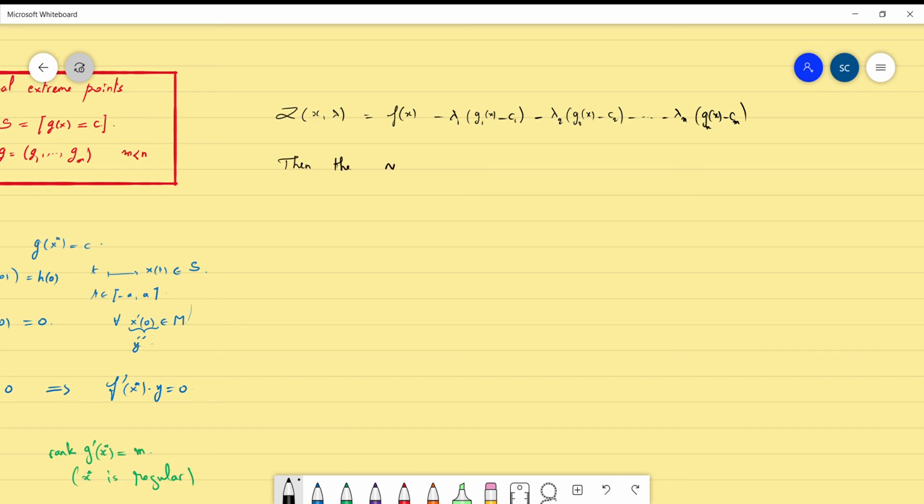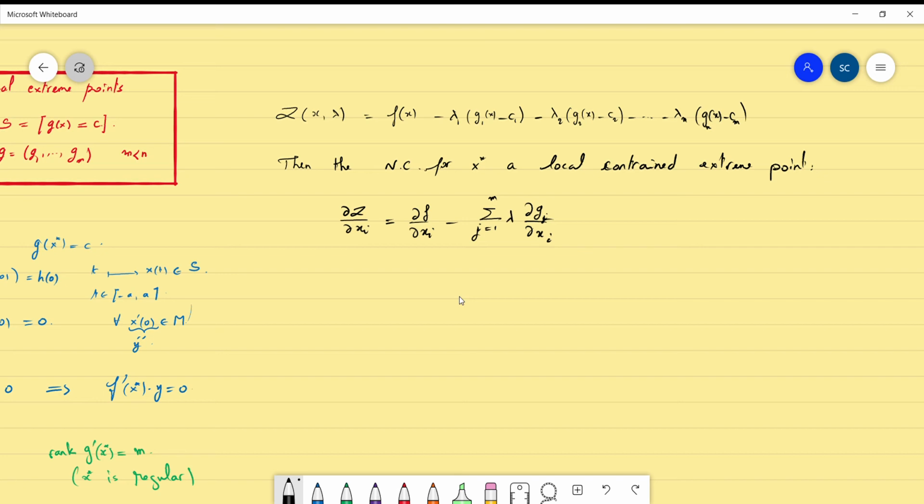The necessary conditions for x star, a local constrained extreme point, are the following. We need to have dL/dx_i, that is df/dx_i minus the sum of all the derivatives, the sum from 1 to m of lambda_g times dg/dx_i, equal to zero, and we have all the partial derivatives from 1 up to n.